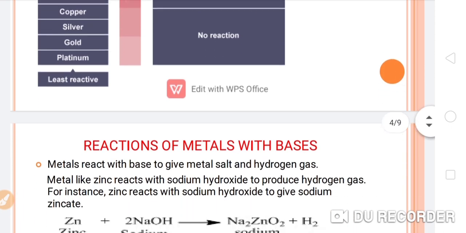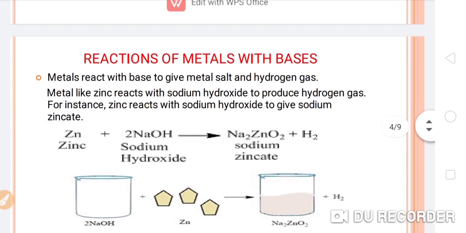Now next, reactions of metals with bases. So this is very confusing. Why is it confusing? Because as we know metals have basic nature, but here metals react with bases also, and they also react with acids. So there is some confusion. Let's see what is the reason behind it. Metals react with bases to give a metal salt and hydrogen gas.